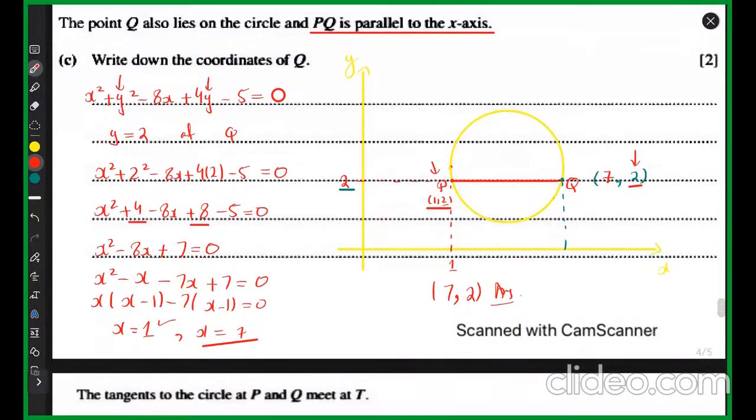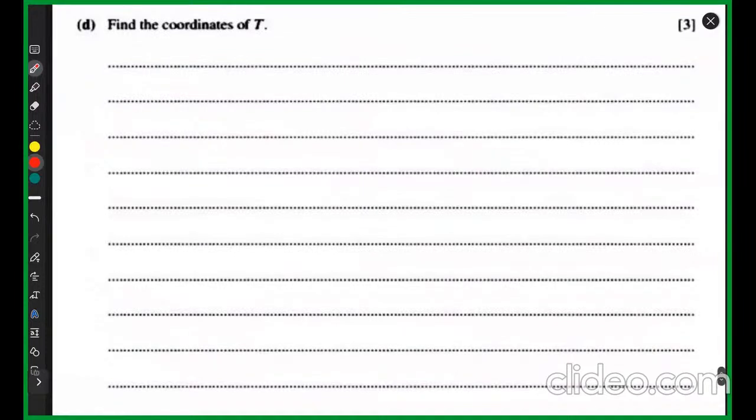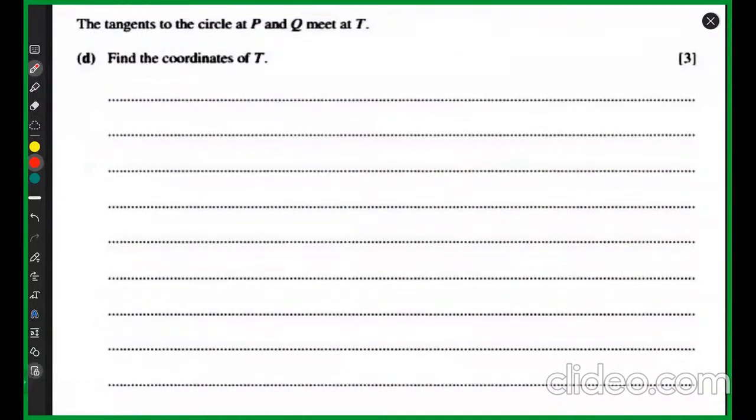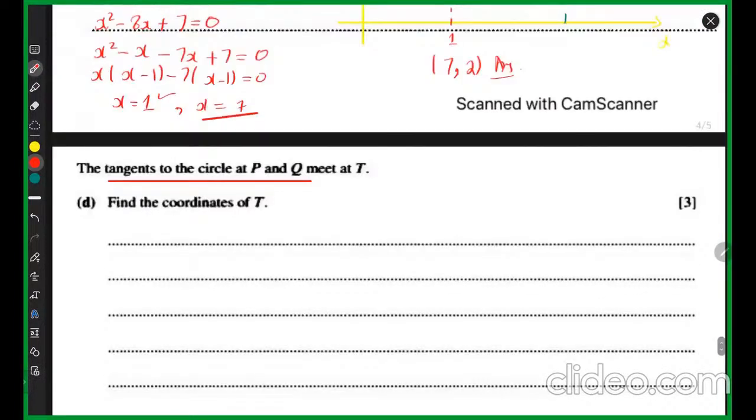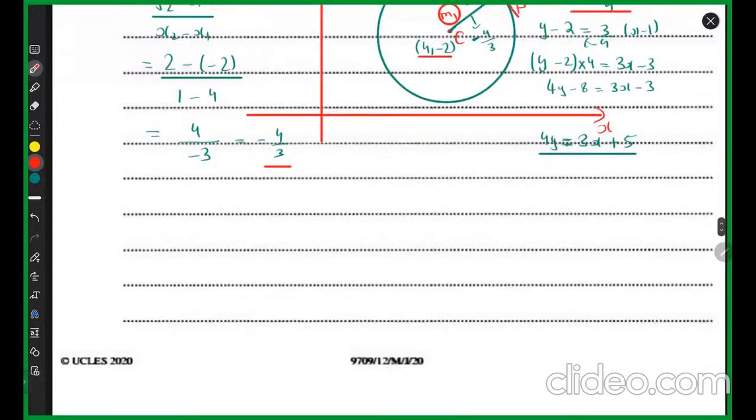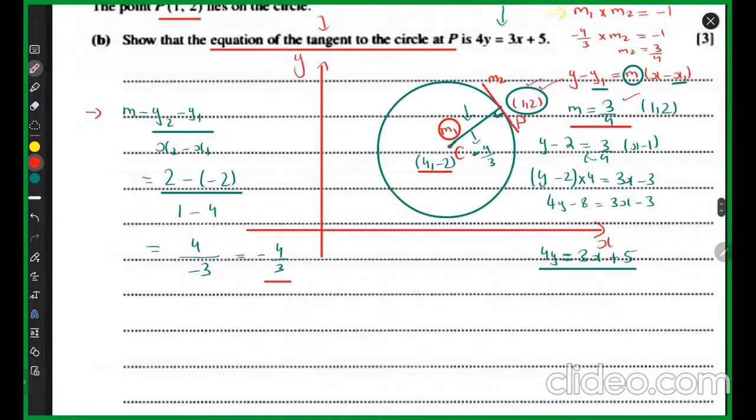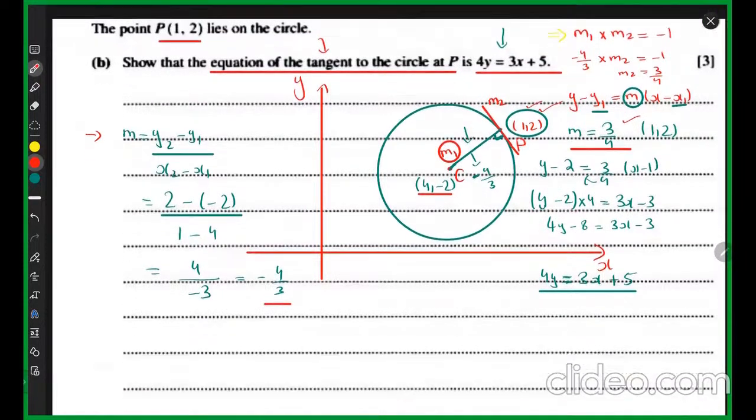Okay. Now let's talk about the fourth part basically. It says the tangents to the circle at P and Q meet at T. Find the coordinates of T. Now we can easily find the coordinates of T if I have the equation of both these tangents, right? I do have the equation of the first tangent, that is the tangent at P. Show that the equation of the tangent to the circle at P is 4y equals 3x plus 5. I have this one.